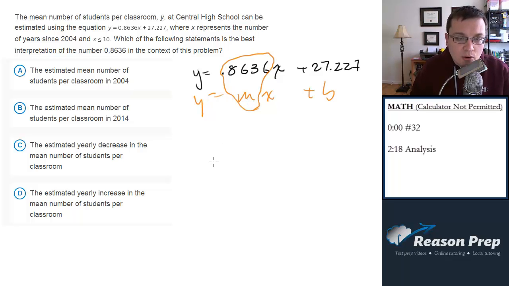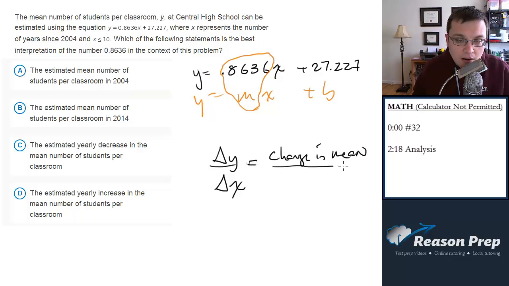Well, it represents, of course, the change in y over the change in x. That's the definition of the slope. The change in y, well, y is the mean number of students per classroom. So it's the change in the mean over the change in x, the change in the years. So slopes always represent rates of change.